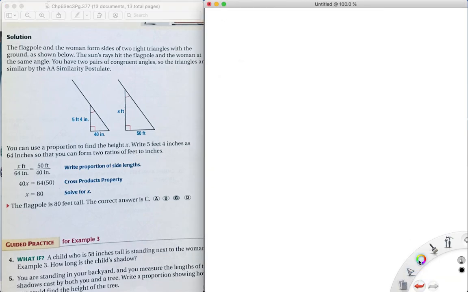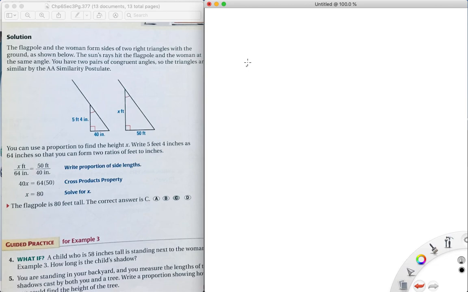And I guess the sun is casting a shadow. So here's the person who is 5 feet 4 inches. That casts a 40-inch shadow. Here is a flagpole. We don't know how tall the flagpole is in feet. That casts a 50 feet shadow. We can convert 5 feet 4 inches: 5 times 12 is 60, plus 4 is 64.